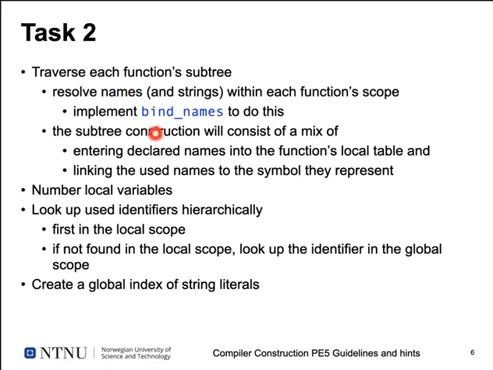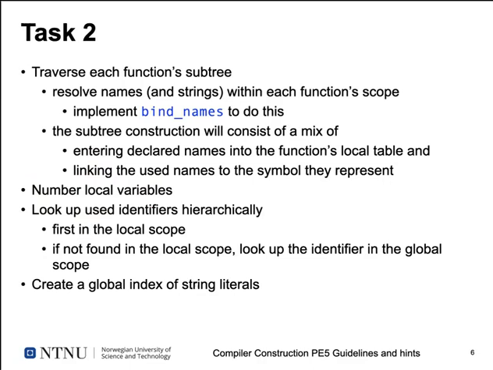There's a function bind names, which you should implement here. And the subtree will consist of a mix of entering declared names into a function's local table whenever we find a declaration. And then whenever we find a use of a variable, we need to link the used name to the symbol they represent. And that can be a symbol in our local symbol table or in a different symbol table. For example, if we reference a global variable from inside of a function. We also should enumerate the local variables here, so give each variable a unique number to find them.